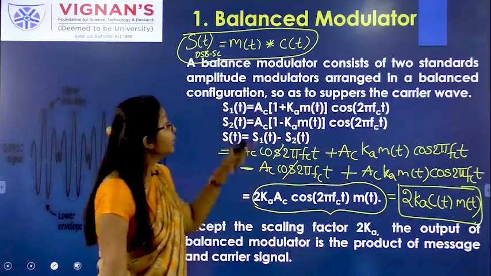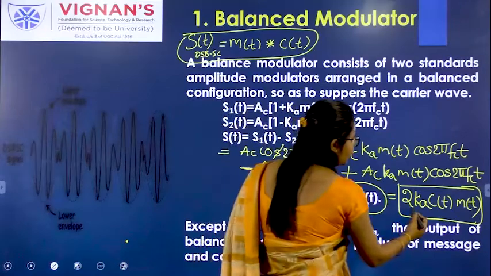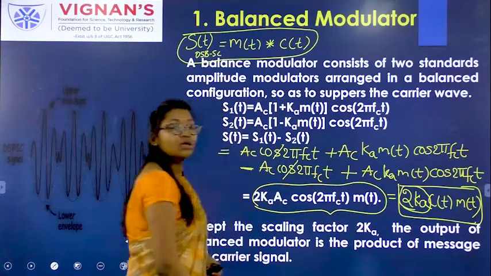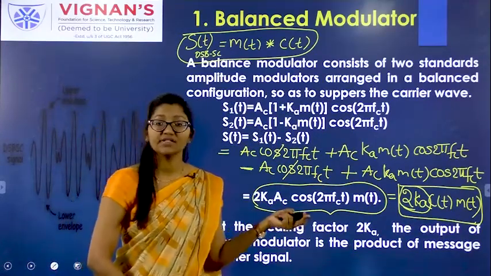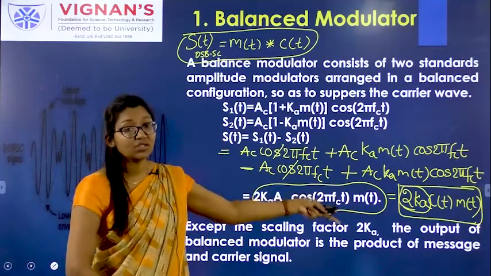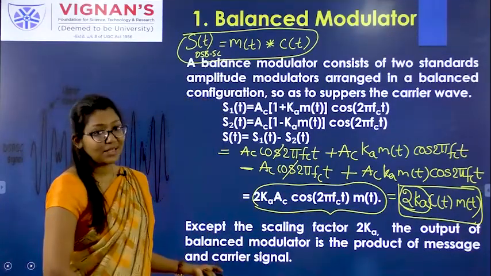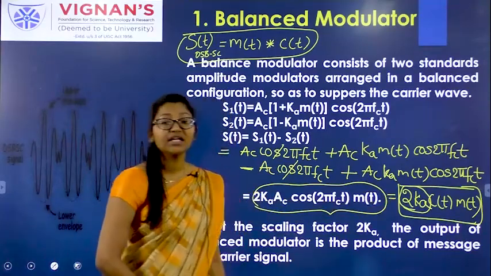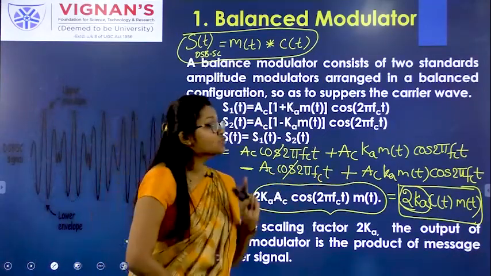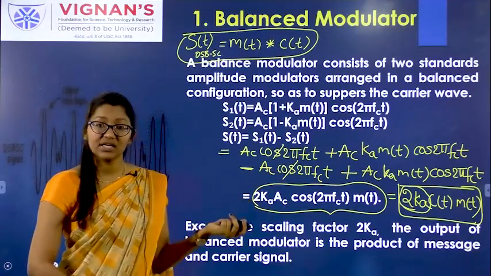So what do we need to generate? We need to generate m of t into C of t. What have we obtained here? We have obtained 2 Ka into m of t C of t. So you can neglect it, no problem, right? 2 Ka is a constant, so you can neglect it. There won't be any effect if you get a constant value in your output. 2 Ka we can neglect because it is just a scaling factor. So the final output you are getting here is m of t into C of t. This is what you have to obtain. So by this balanced modulator you have generated a DSB-SC signal, right?